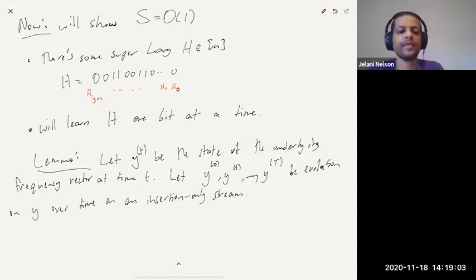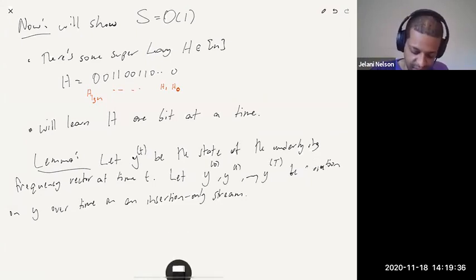So what does it mean for a frequency vector to evolve according to an insertion only stream? It means that if you look at two adjacent time steps like y_5 and y_6, the only way they can differ is that y_6 has one more in one of its entries, right? You saw an item in the stream, you incremented that item's coordinate by 1. So the difference between y_t and y_{t-1} for any t is some standard basis vector. Okay. I don't know if this is clear or not. This word here says evolution, be the evolution. My handwriting kind of sucked.